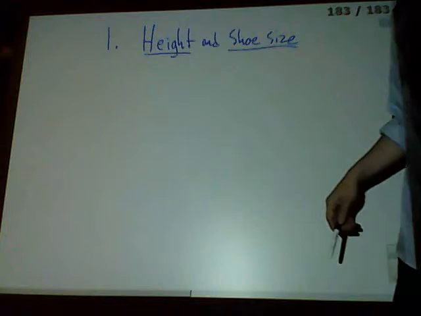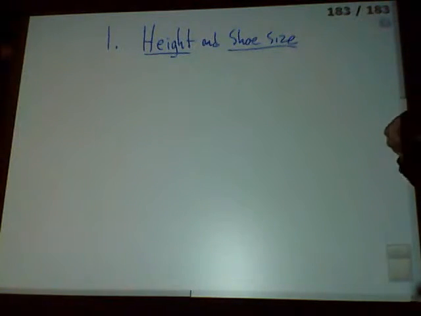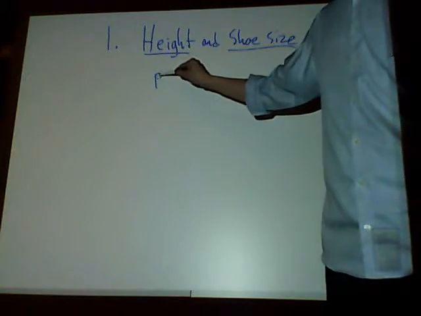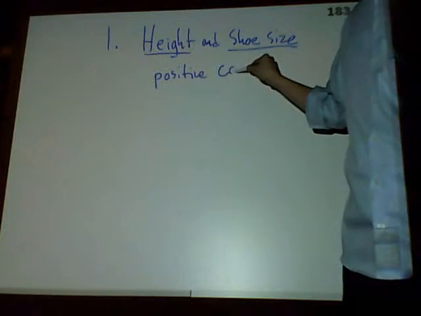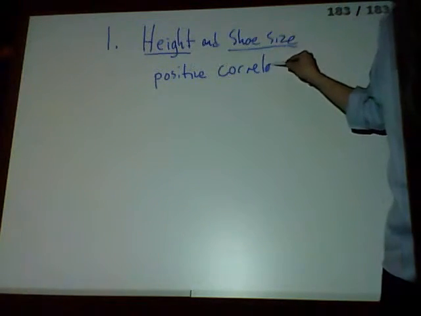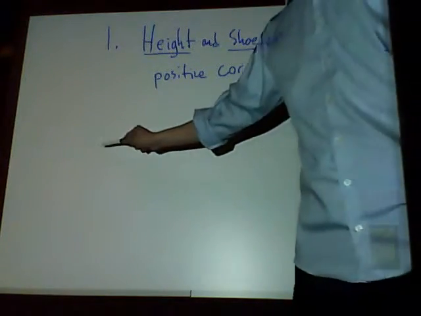Well, if your height goes up, your shoe size goes up. And that's what we call positive. When one goes up, the other goes up, so they both increase. So this would be a positive correlation, all right?